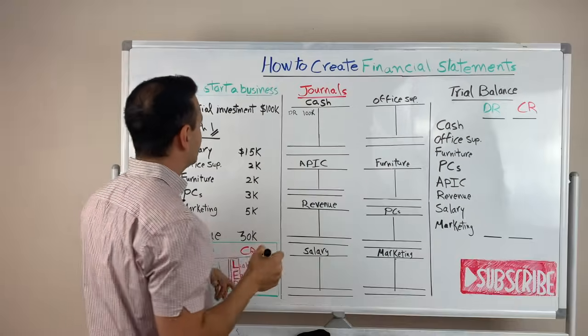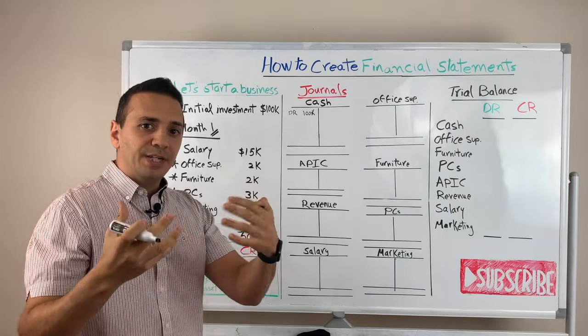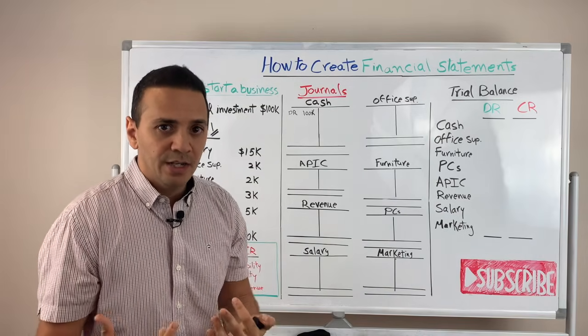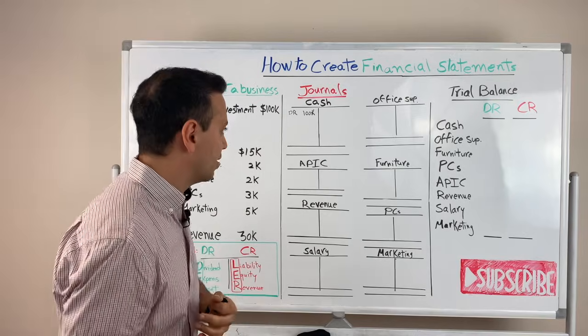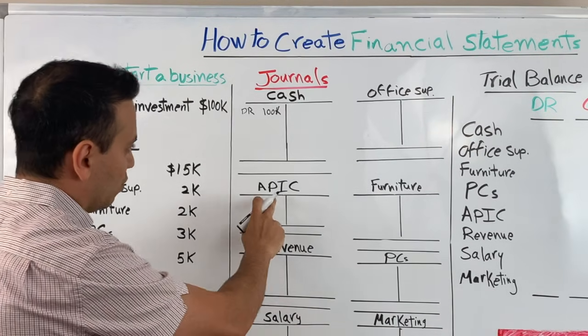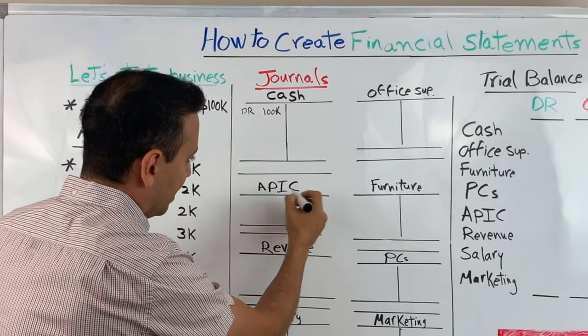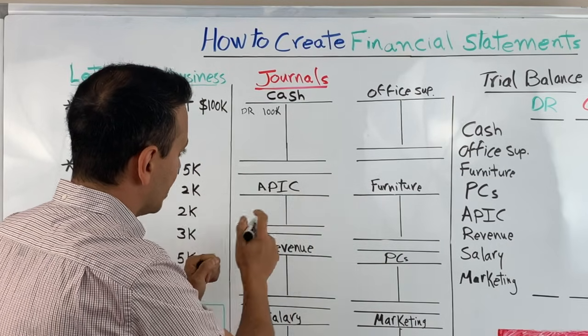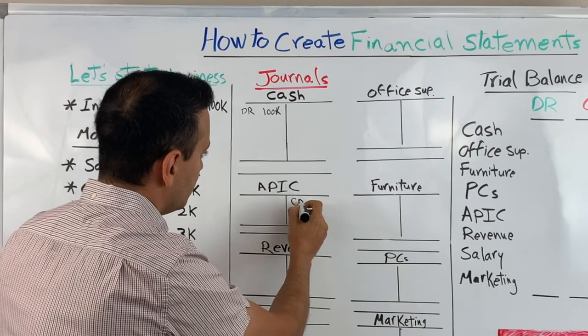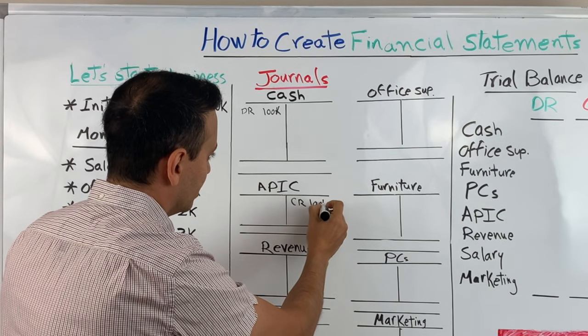And then for the credit, we said that when you are bringing money into the business, this is your equity. So this is recorded in the form of paid-in capital or additional paid-in capital in this case. So the credit will be to additional paid-in capital, and always credit will be on the right side and debit will be on the left side.